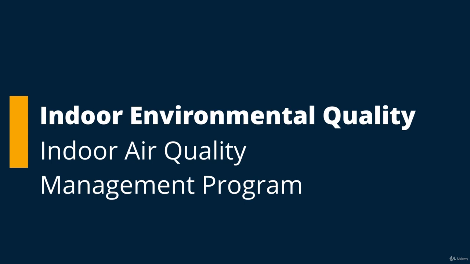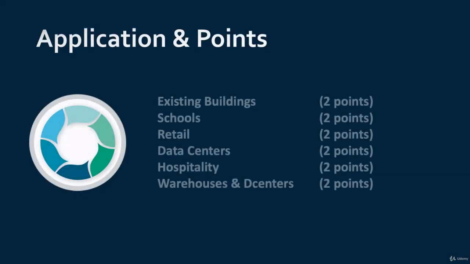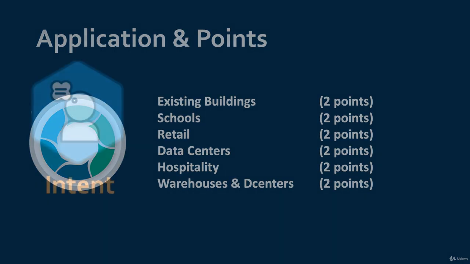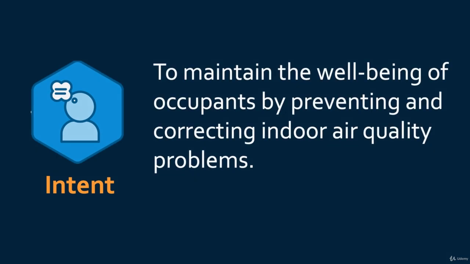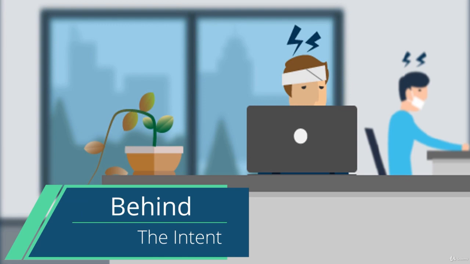The next indoor environmental quality credit is Indoor Quality Management Program. This credit applies to the following categories for 2 points. The intent is to maintain the well-being of occupants by preventing and correcting indoor air quality problems. So what sits behind this intent?